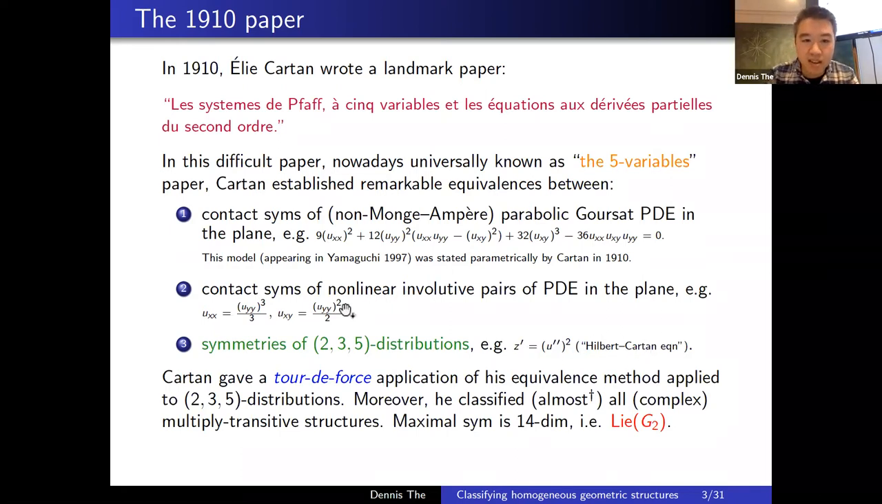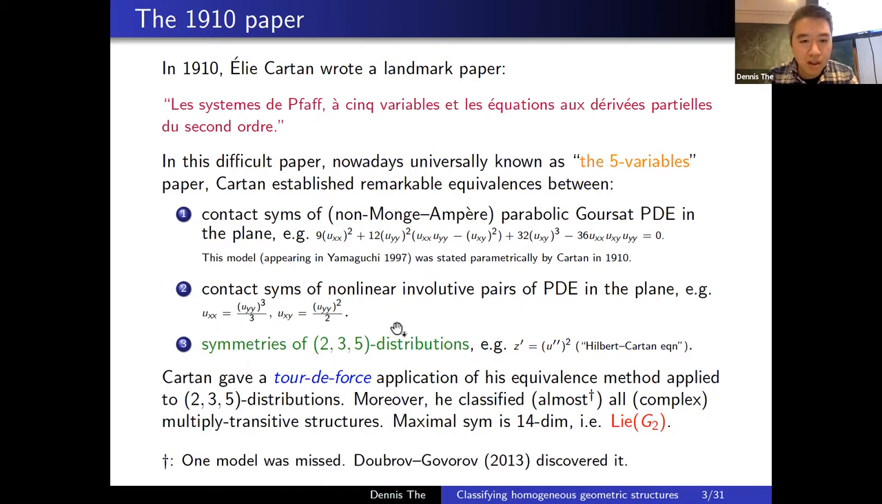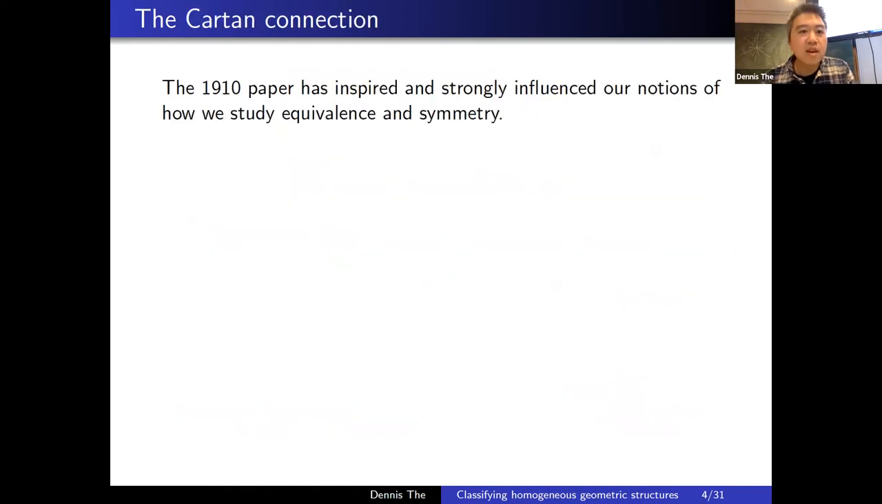But in the sense of contact symmetries, these two models also have G2 symmetry. Little caveat here, this small footnote: one model was missed over C, and Doubrov and Govorov in 2013 discovered it. So the 1910 paper is important in that it strongly influenced our notions of how we study equivalence and symmetry over the last 100 years.